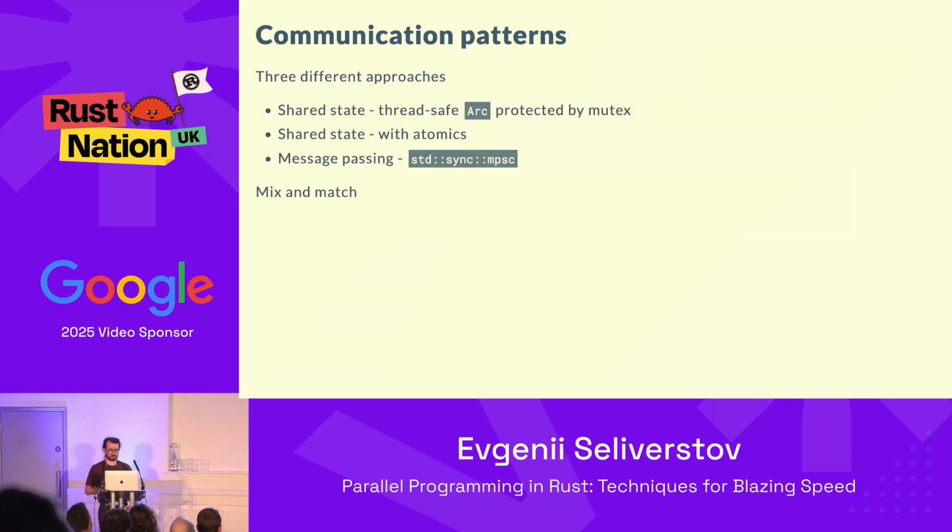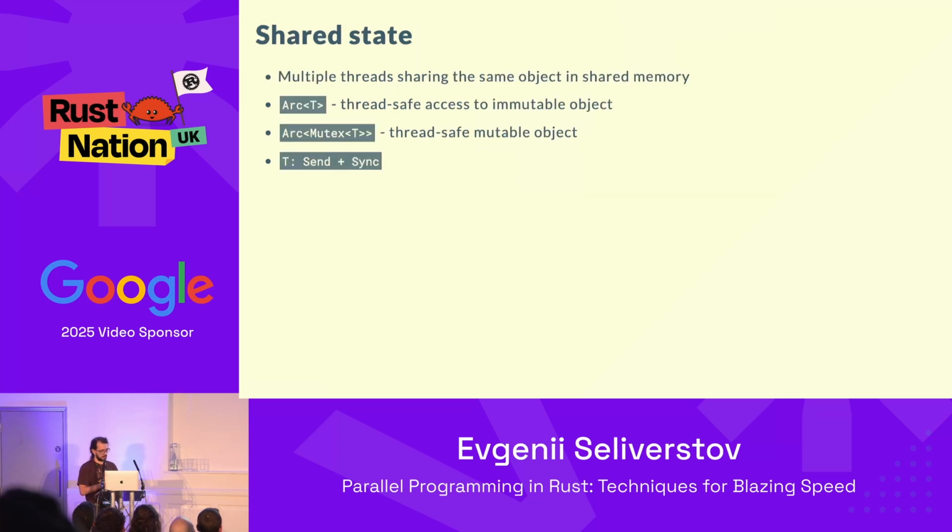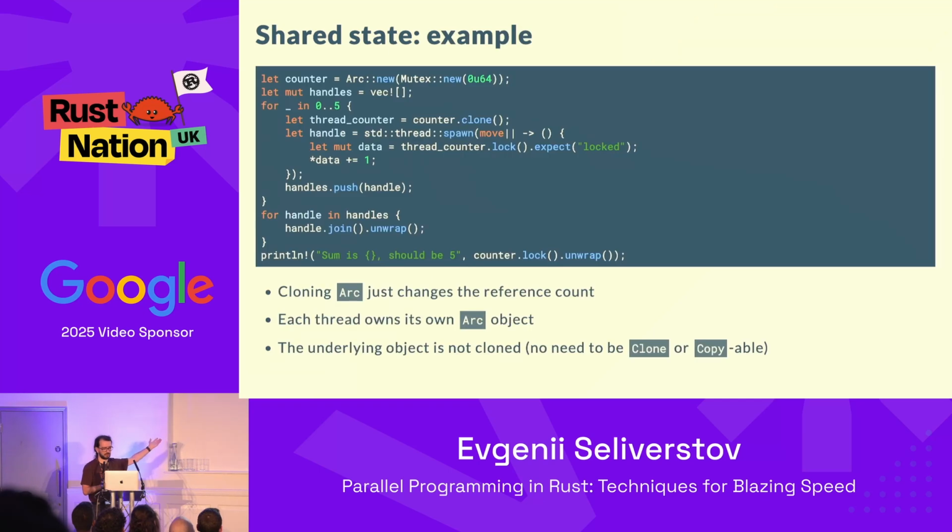So, to actually make our program fast, we should understand different approaches. It's really simple: we can go with shared state, or we can go with message passing. Shared state can be achieved with thread-safe data adapted by mutexes and atomics. Let's start with a really simple one. If you need thread-safe access to a mutable object, it's only Arc. Usually we need to modify it, so we go with Arc with Mutex. You all know this.